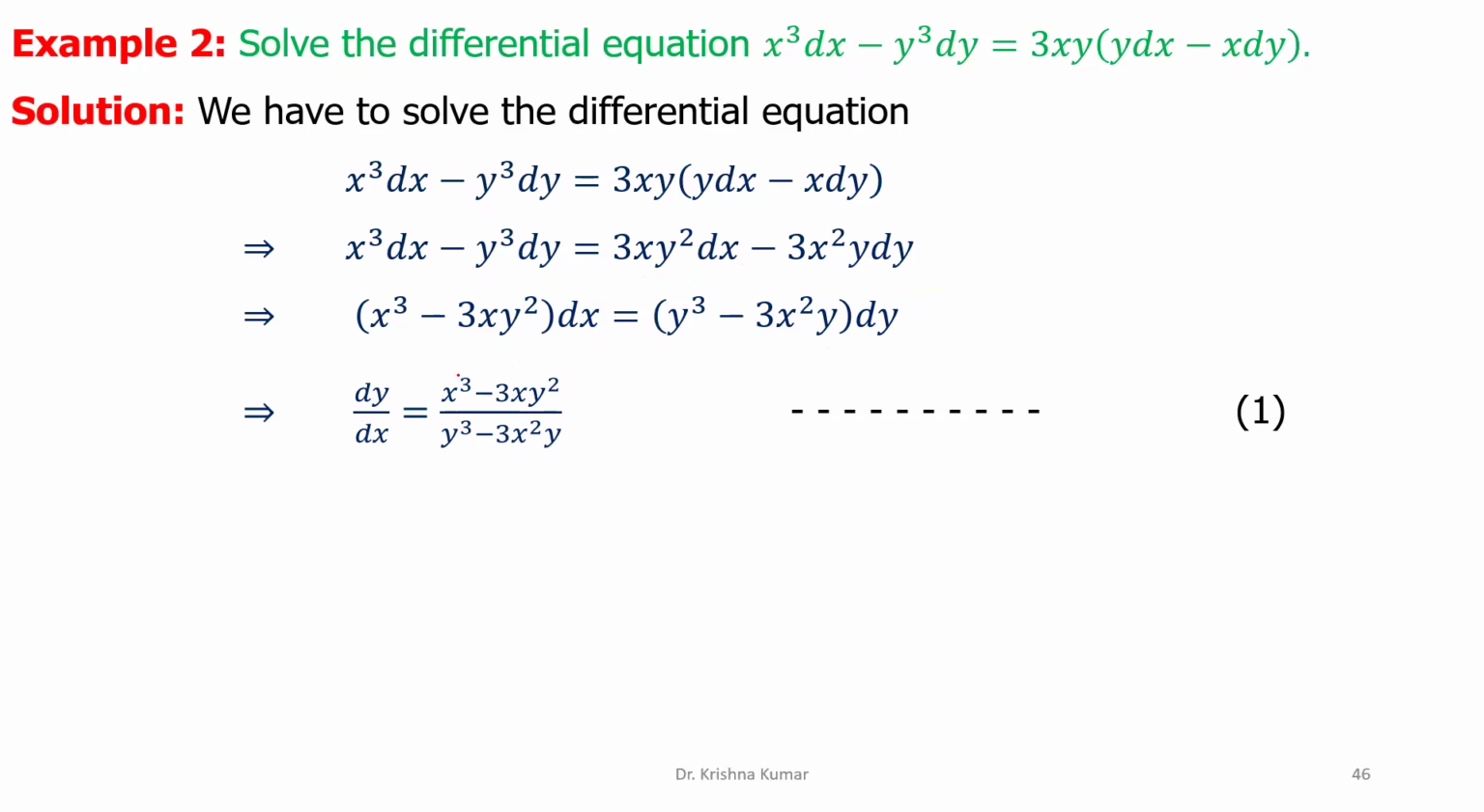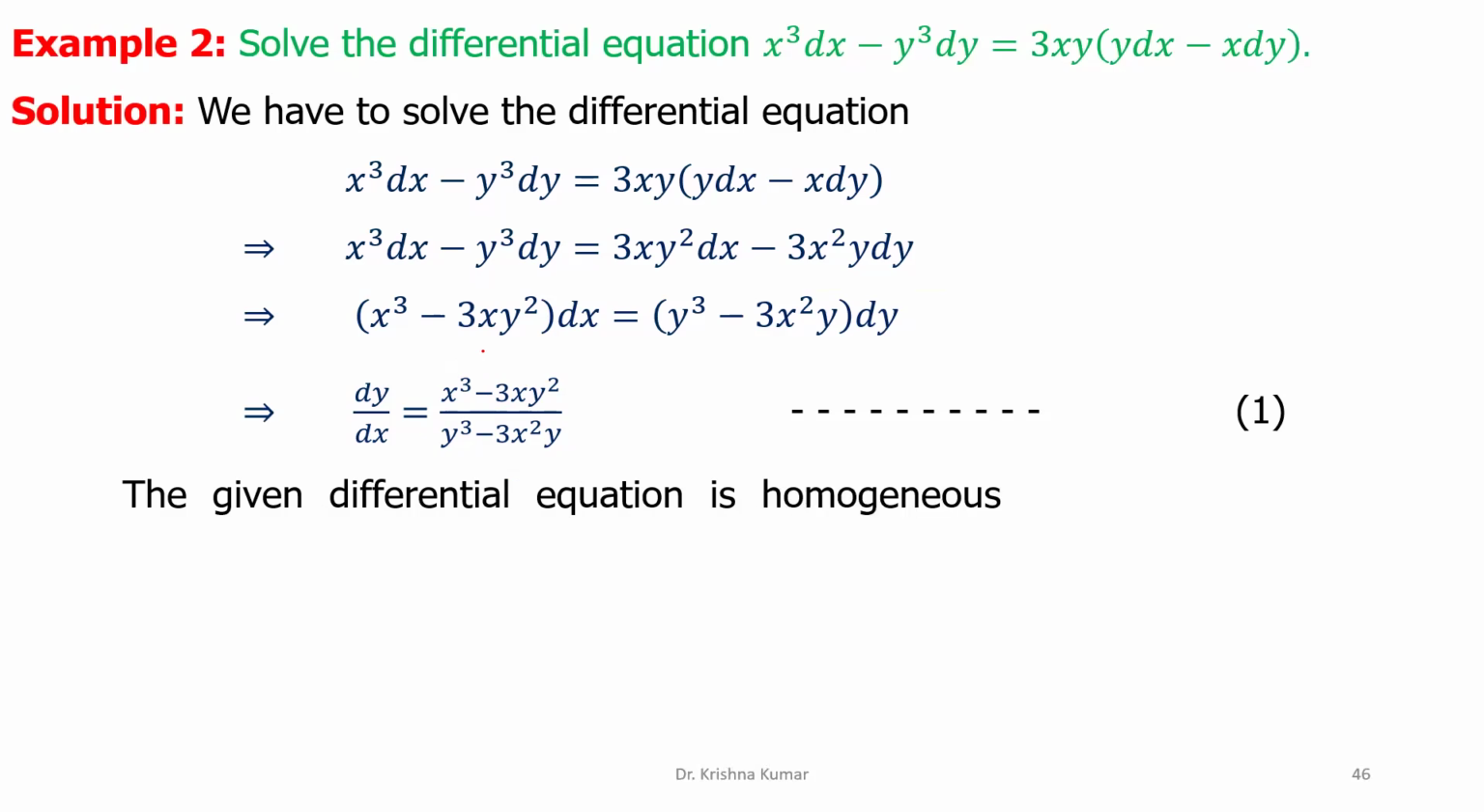So just look here in the numerator, the power of the first term is 3, the power of this is 1 plus 2 is 3, the power of the denominator is 3, and the power of this is 2 plus 1 is 3. So each and every term has the same power 3. Therefore, this is a homogeneous differential equation.